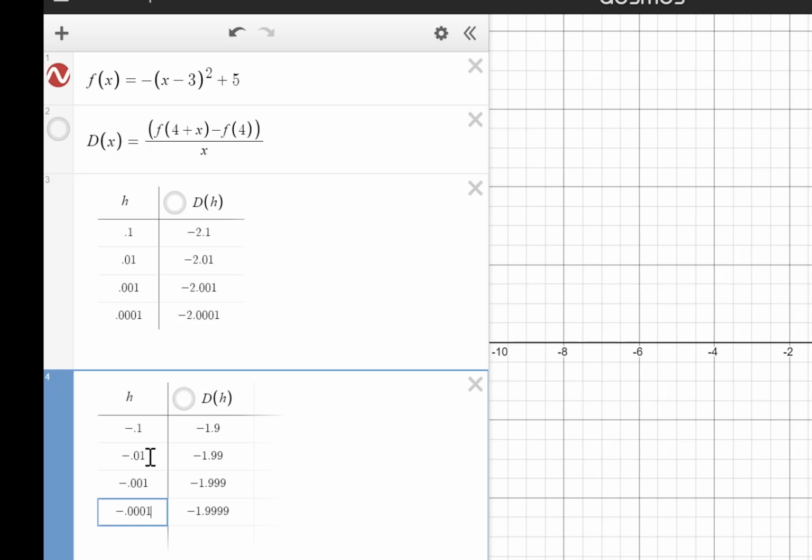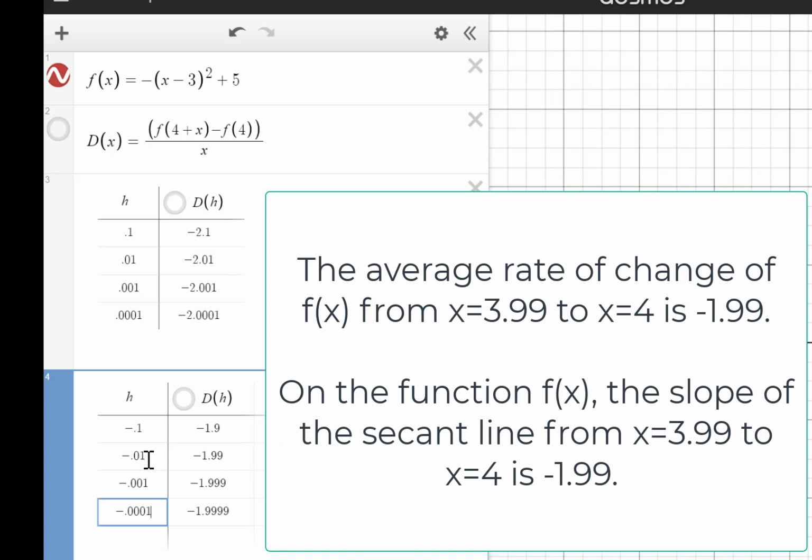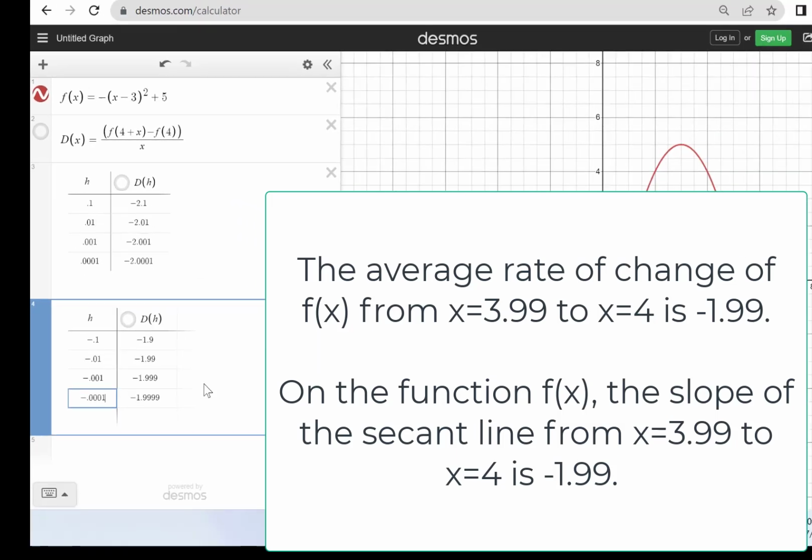And again, I'm going to interpret the second row of this table. The second row of this table is negative 0.01 and an output of negative 1.99. This is telling us that from x equals 3.99 to x equals 4, the average rate of change of f of x is negative 1.99. The slope of the secant line from x equals 3.99 to x equals 4 is negative 1.99.